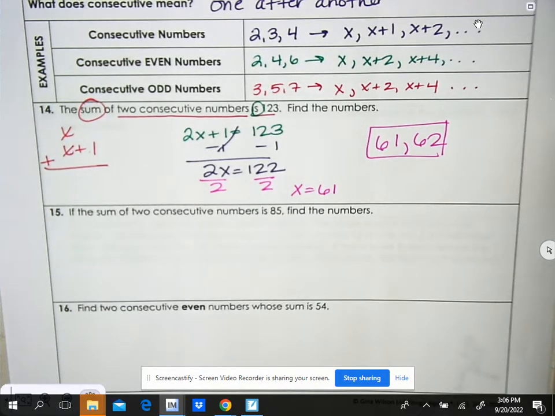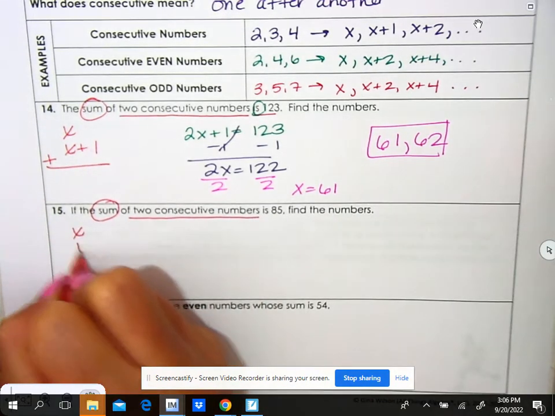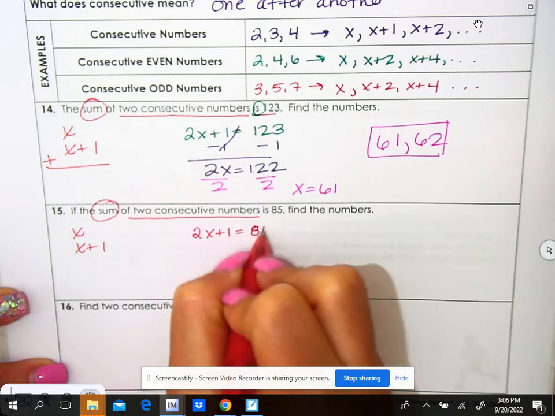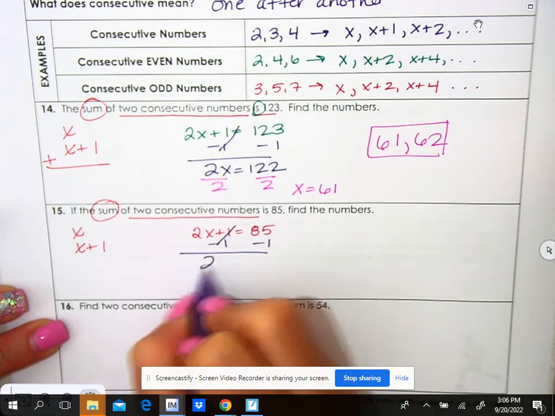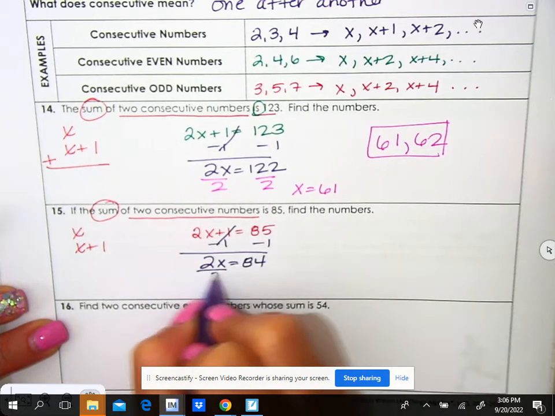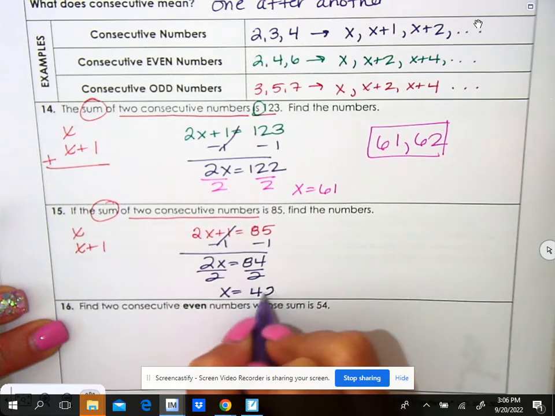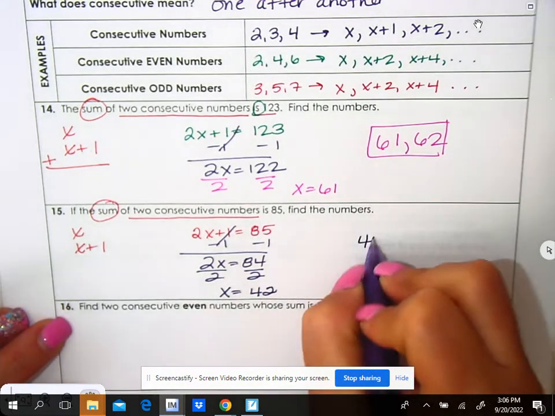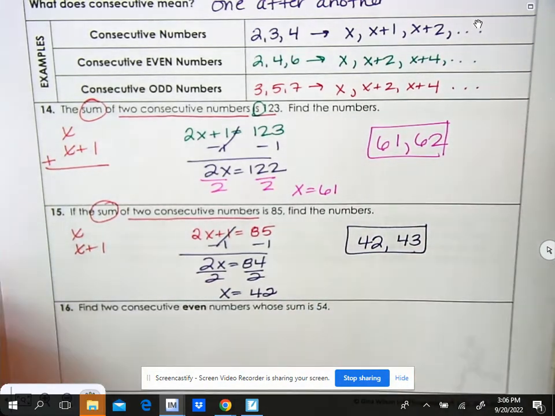Okay? The sum of 2 consecutive numbers is 85. So again, sum, we're just consecutive, so that's x and x plus 1. Add those together, and that equals 85. 2-step that. X is 42. So the next number after 42 is 43.